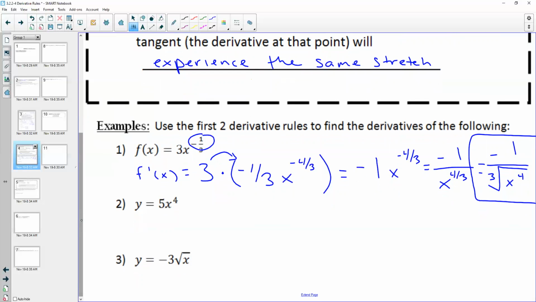Okay, so this one here, same thing, same idea. We'll take the 5 out of that. So y prime is equal to 5 multiplied by the derivative of x. So that is going to be, we'll take the 4 out front. So 4x cubed. Okay, now that we've taken the derivative of that, we can put those together. So 5 times 4x cubed will equal 20x cubed.